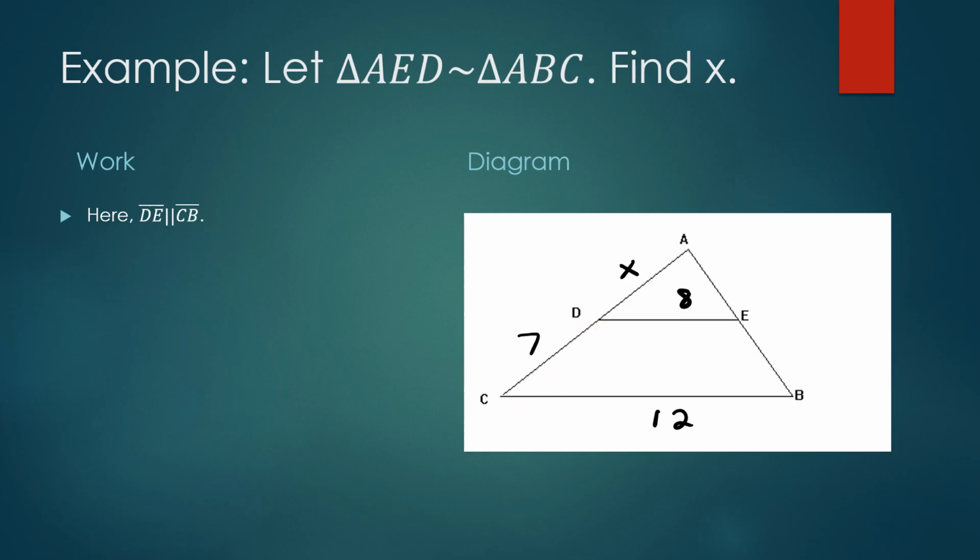We're going to note that side DE is parallel to side CB. This allows us to have corresponding angles, and because they're corresponding angles with parallel lines, they are also congruent. So we have triangle ADE is going to be similar to ACB. So if they're similar, then we have the following.